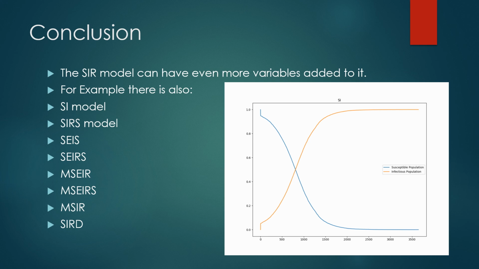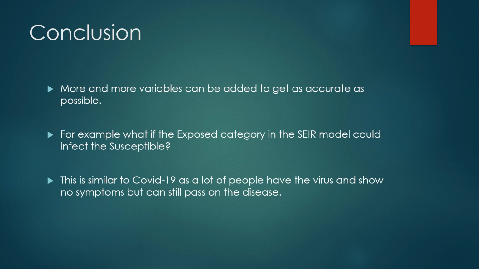We can have SEIR, SIS. Then there's also the SI category, where once you become infected, it's permanent. This would be used to describe HIV, where once you're infected, there is no recovering, so it's a permanent infection. Each time we add to the model, it makes it more and more accurate to real life. But then we can also keep on adding.